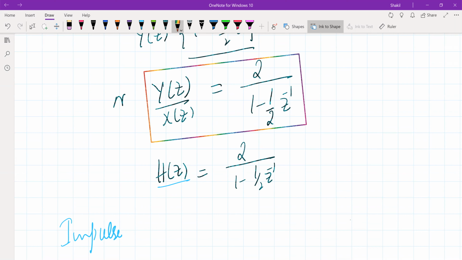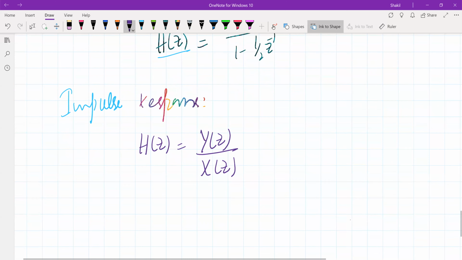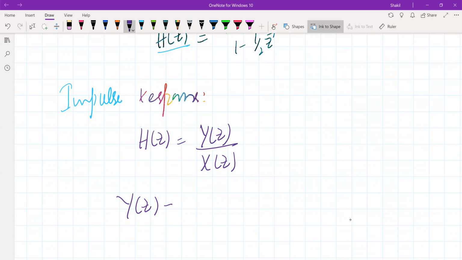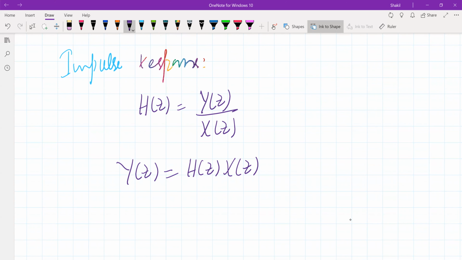Let me illustrate it using this. To calculate the impulse response of this system, we know H(z) is Y(z) by X(z), output by input. So the output will simply be H(z) X(z). Now to calculate the impulse response, the input is x[n] = delta[n].